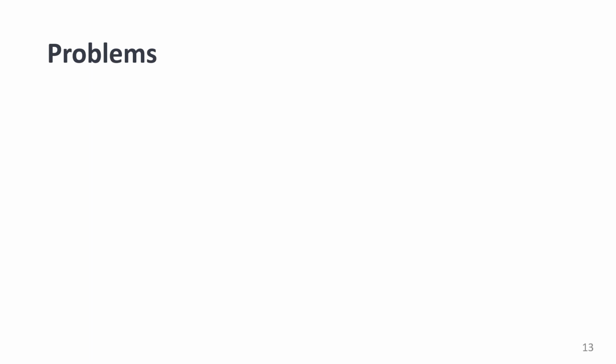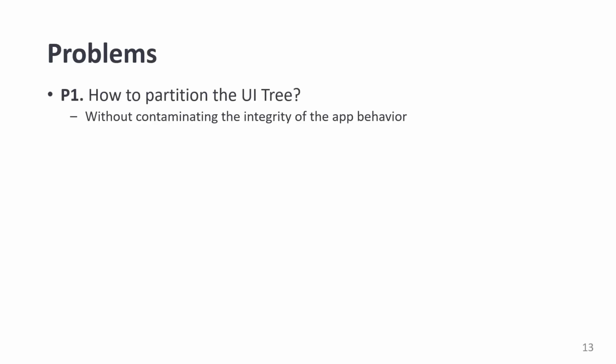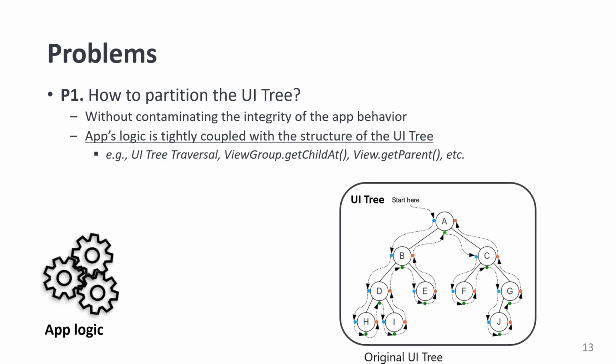Now I will introduce three main problems in realizing such a key idea and discuss their solutions briefly. The first problem is how to partition the UI tree in a way that does not contaminate the integrity of the app's original behavior. Because app logic is tightly coupled with the structure of the UI tree, it is very dangerous to arbitrarily partition the UI tree without modifying the app's code.